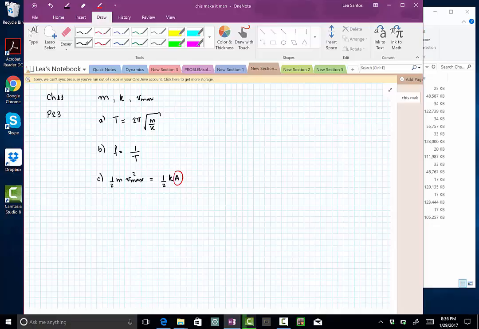Actually, period and frequency, they are both part of A, right? What we just did here was part B. So part C now is the maximum acceleration.